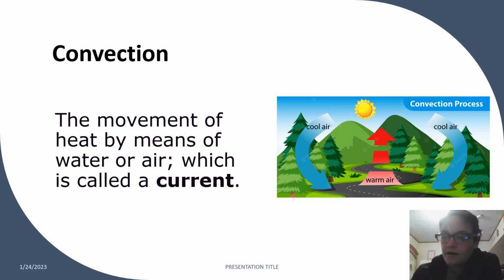Convection is the movement of heat by means of air or water, which is called a current. Here's a picture of that for the weather. Kind of shows the easy process of that.